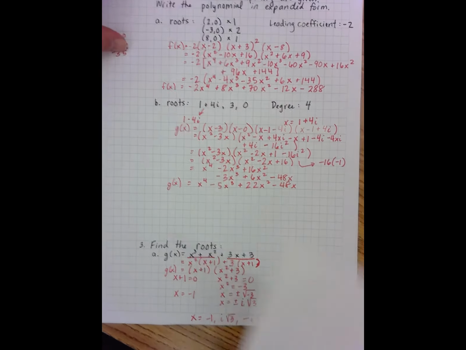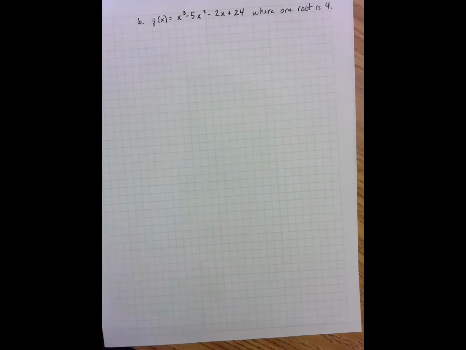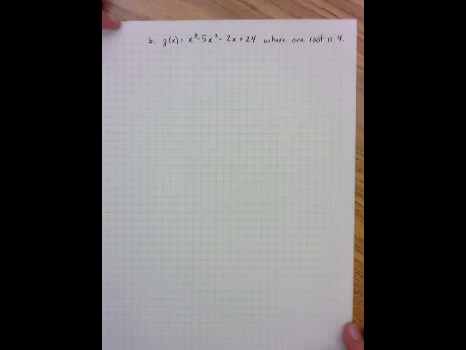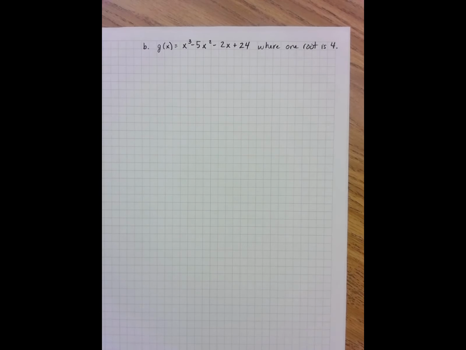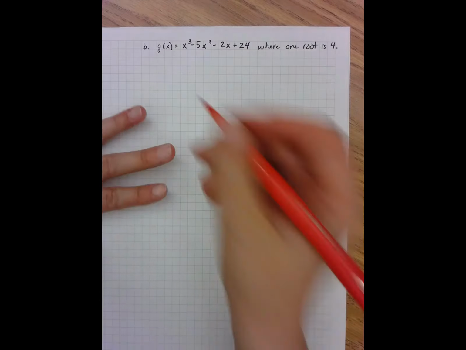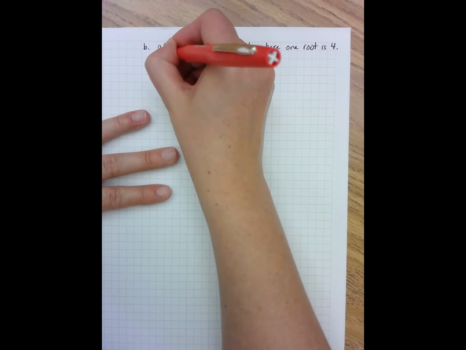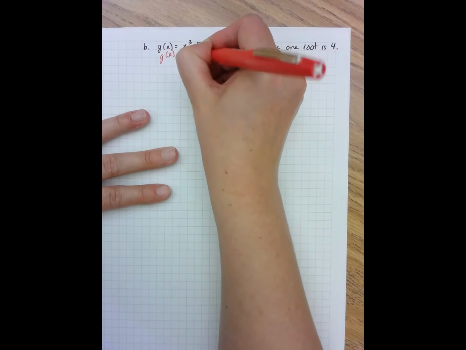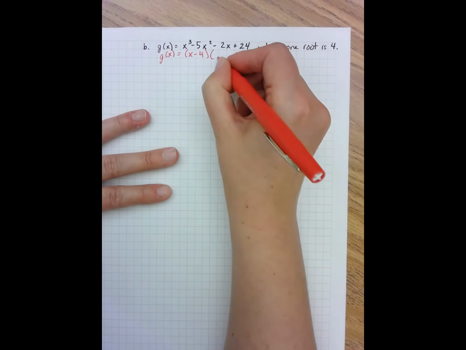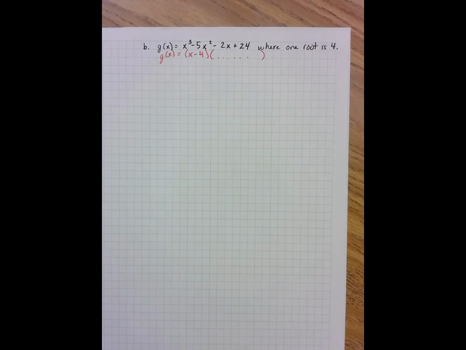Our last example is set up so that we can't factor. We can't factor by grouping here. We can't factor using some of the other methods that we've used. But they give me a hint, and that hint is that one of the roots is 4. So that means that if I were to factor this, I would have x minus 4 with something. I need to find that something.